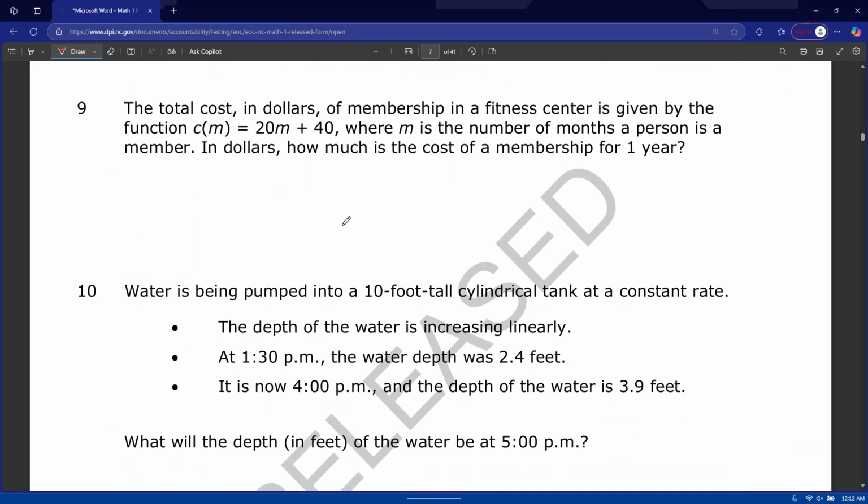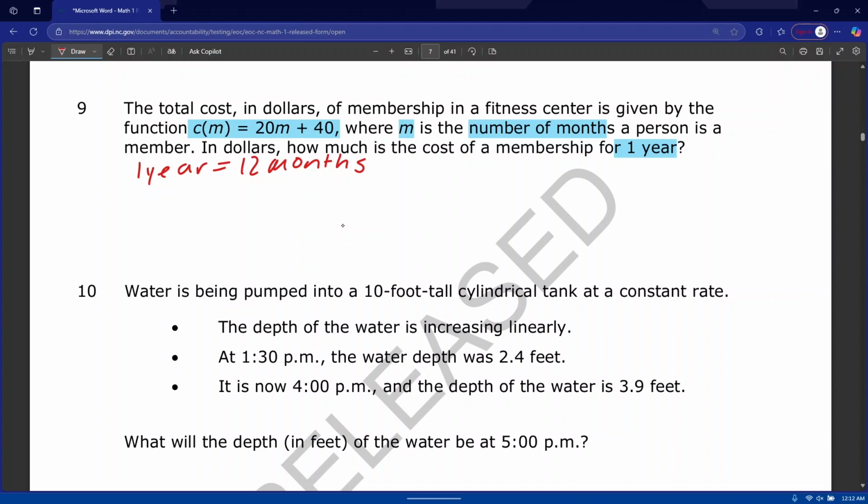Okay, so we're on to 9. The total cost in dollars of membership in a fitness center is given by the function C of M equals 20M plus 40. M is the number of months a person is a member. In dollars, how much is the cost of a membership for 1 year? Okay, so how long is 1 year? 1 year equals 12 months.